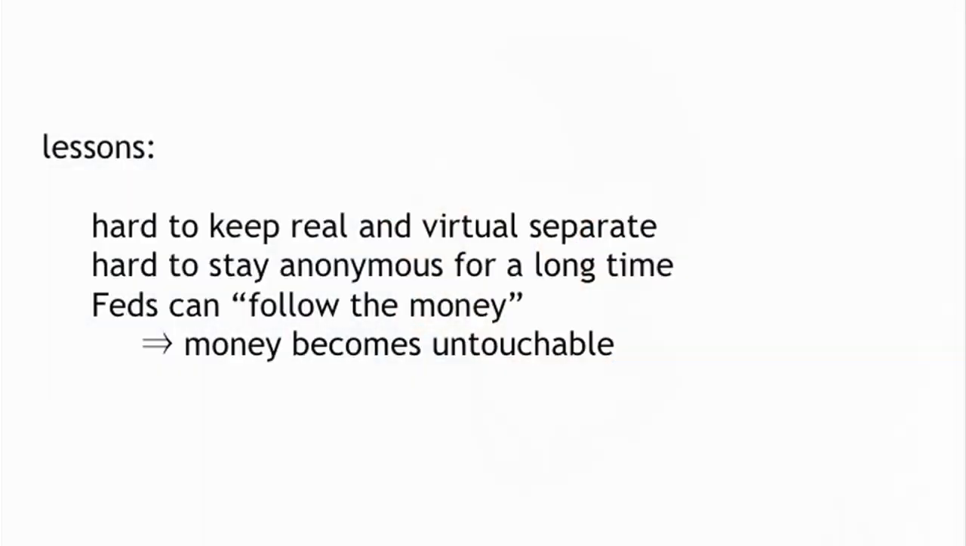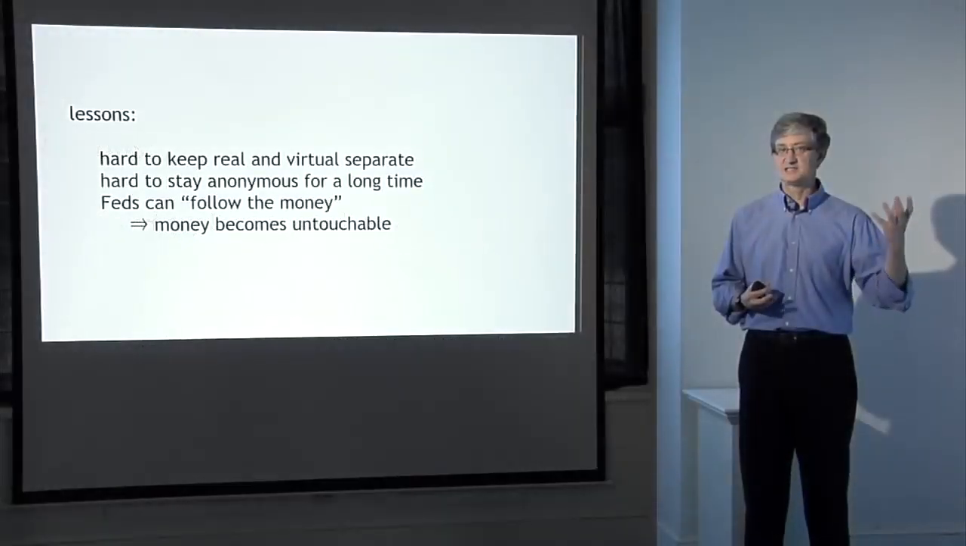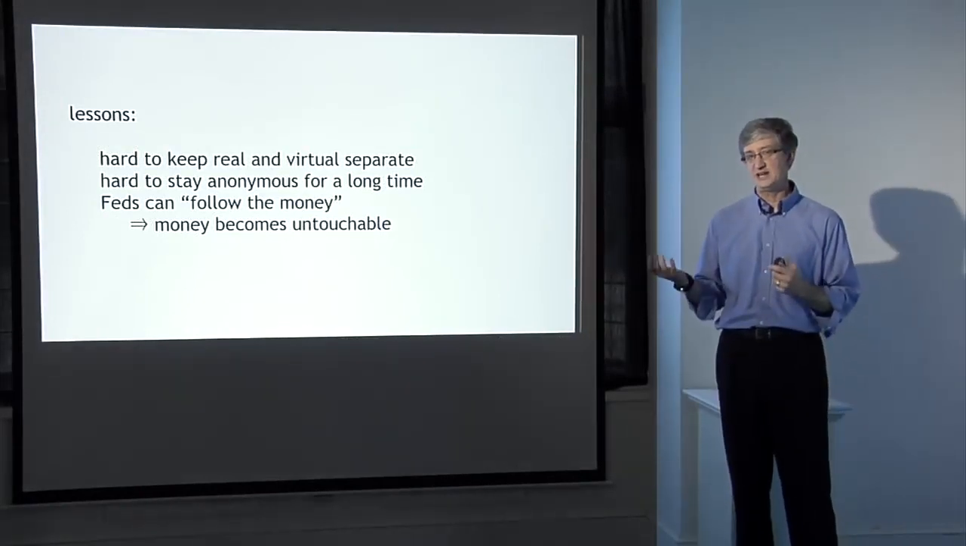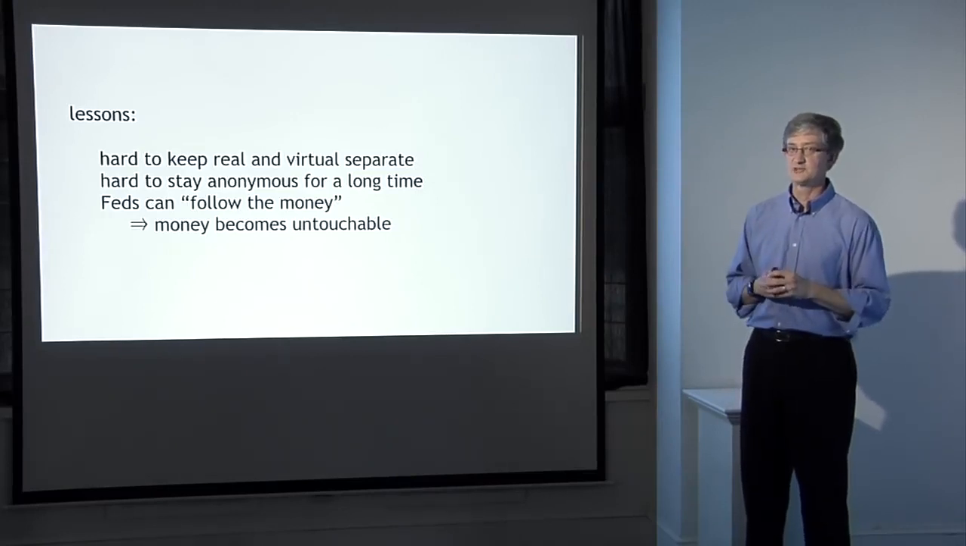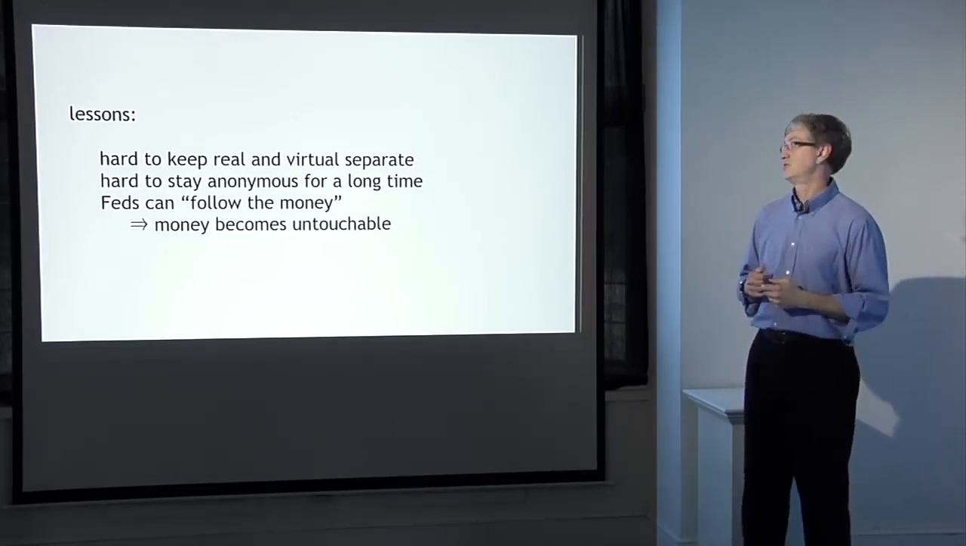Now, there are several lessons from Silk Road and from the encounter between law enforcement on the one hand and Dread Pirate Roberts, perhaps Mr. Ulbricht, on the other hand. First of all, one lesson is that it's actually pretty hard to keep the real world and the virtual world separate. The operator of Silk Road believed that he could live his real life living in society and at the same time have a secret identity in which he operated a fairly good-sized business and technology infrastructure. That apparently is harder than you would think.